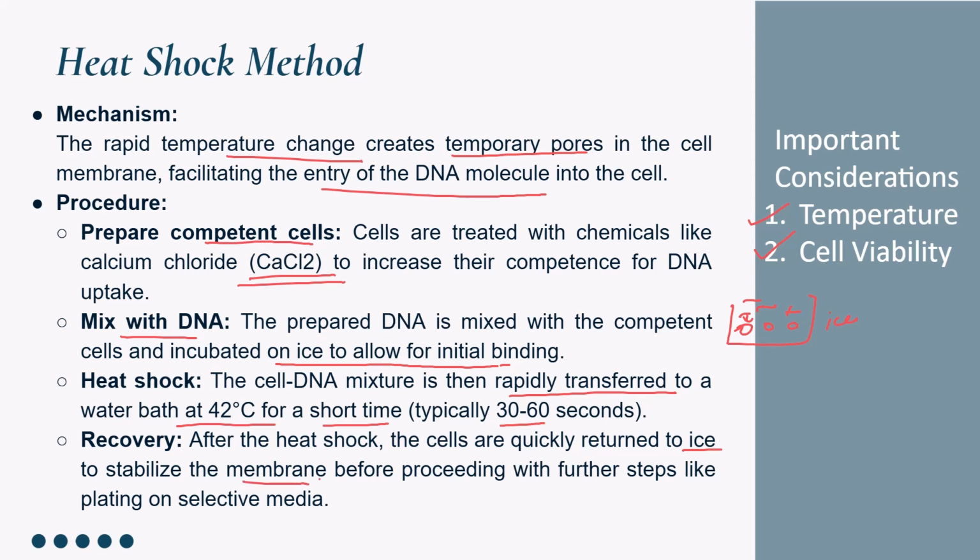If the cells are kept at 42 degrees Celsius for a longer period of time, the cells will get damaged and lose their viability. So what we do is keep them on ice for the cells to recover, for the membrane to stabilize, before we do further steps. This can be repeated 2 to 3 times to ensure maximum intake of the gene of interest. So this is the method.